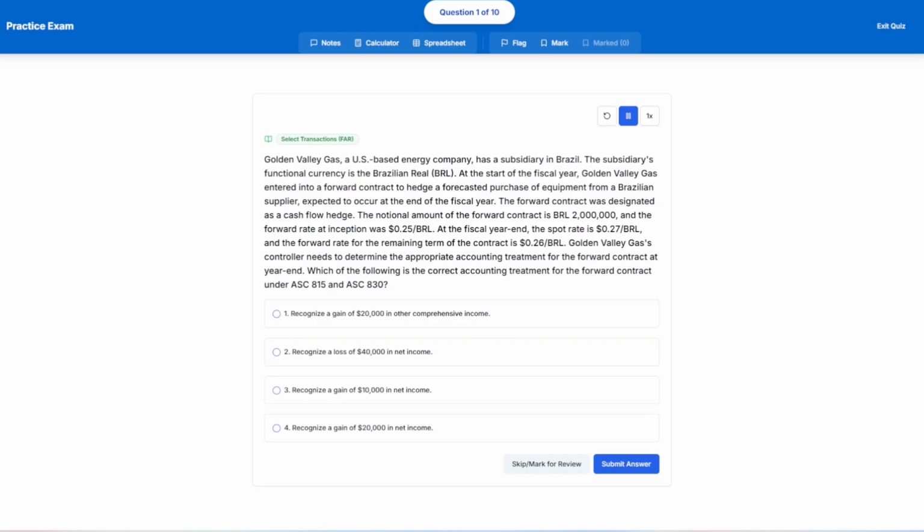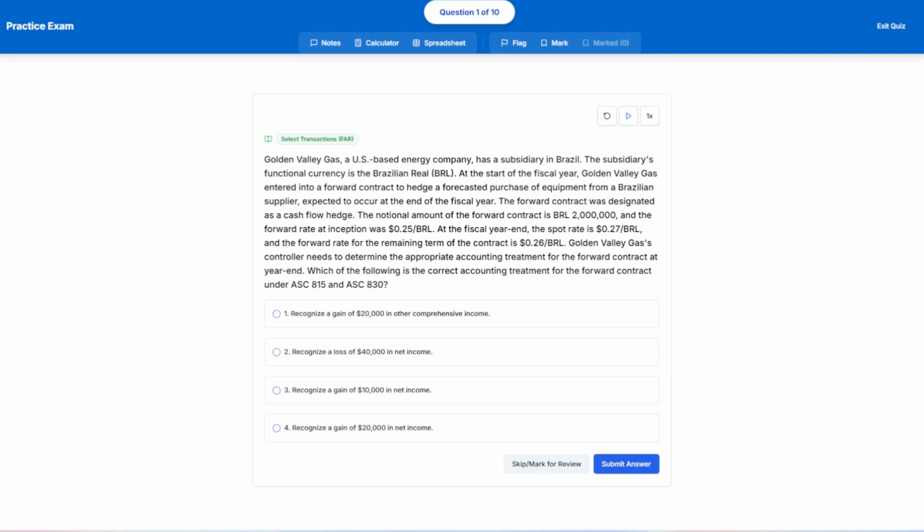The notional amount of the forward contract is BRL 2 million, and the forward rate at inception was $0.25 divided by BRL. At the fiscal year end, the spot rate is $0.27 divided by BRL, and the forward rate for the remaining term of the contract is $0.26 divided by BRL. Golden Valley Gas's controller needs to determine the appropriate accounting treatment for the forward contract at year end. Which of the following is the correct accounting treatment for the forward contract under ASC 815 and ASC 830?